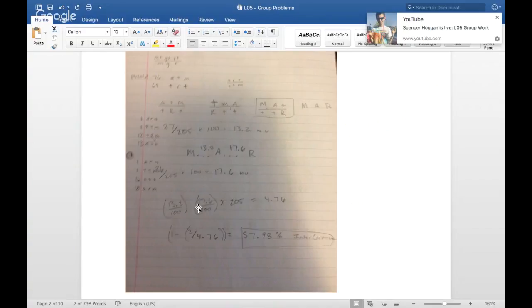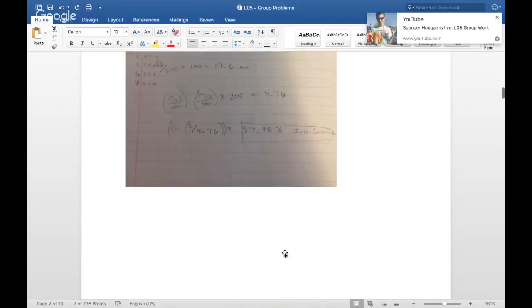Anyway, okay, so now you're going to take your map units like we have here. You're going to divide them over 100, times them together, multiply by 206. I got 4.76 because I used 205. Then you're going to take that number, divide the two smallest, so 1, 1, so 2 divided by 4.76, and then get that number, subtract it from 1, and then turn that into your percentage. So you're going to get 57.98%, give or take a little bit for interference.